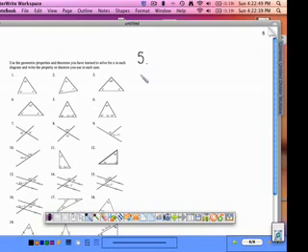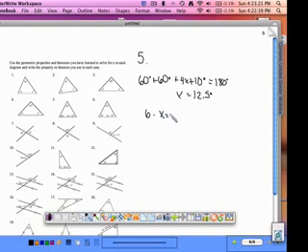The equation for number 5 should be 60 degrees plus 60 degrees plus 4x plus 10 degrees is equal to 180 degrees. When you finish solving this equation, you should get an answer of x is equal to 12.5 degrees. When you finish number 6, your answer should be x is equal to 15 degrees. Pause the video and do numbers 5 and 6 now.